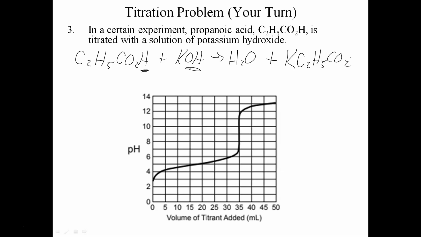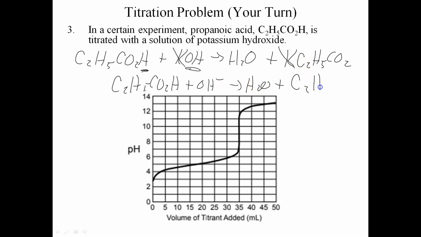It really takes care of it. Okay, so you could cancel out some spectator ions. Your spectator is going to be potassium. Okay, and you could just rewrite this underneath. C2H5CO2H plus hydroxide yields water plus the propanoate ion. So it's good practice to do that. College Board asks you to write net ionics a lot. Okay, you guys can work through the rest, and if you have any questions, let me know.